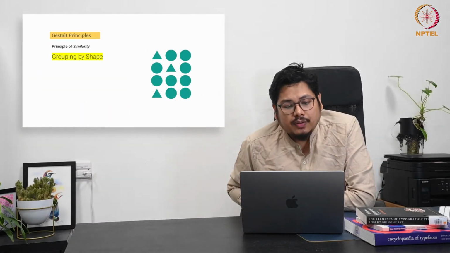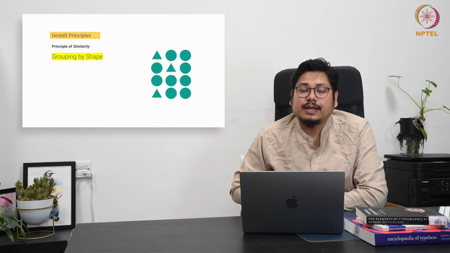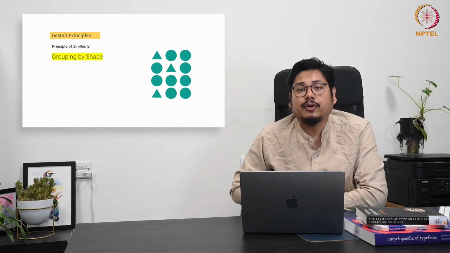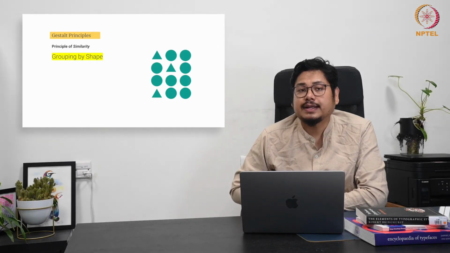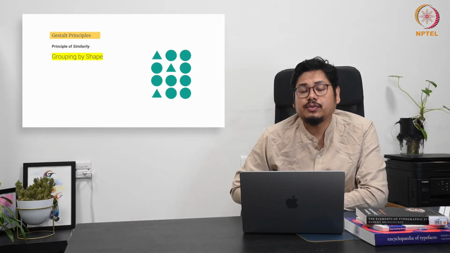Yes, so now we are coming to grouping by shape. As you can recall, we have talked about grouping by color, and how color plays an important role in deciding where our eyes navigate through the information. Second, we have talked about how sizes play an important role. Right now we are looking into shapes.